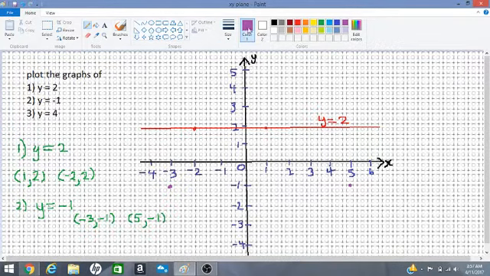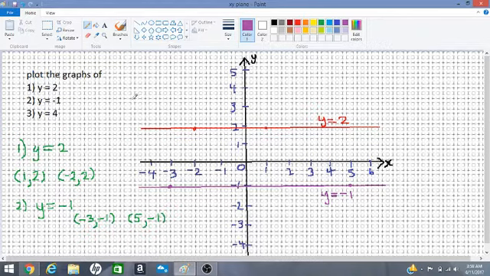Now I want to connect these points with a straight line. And our answer is y is equal to -1. This is our equation of the line. So we write it back: y is equal to -1. That's what the graph looks like. Again, it is a horizontal line.